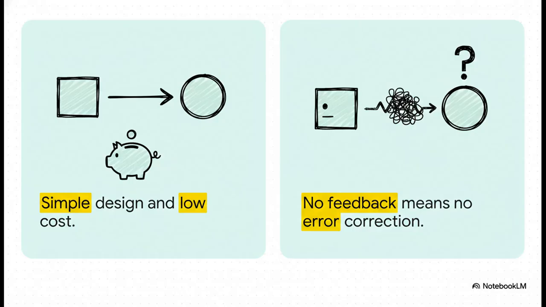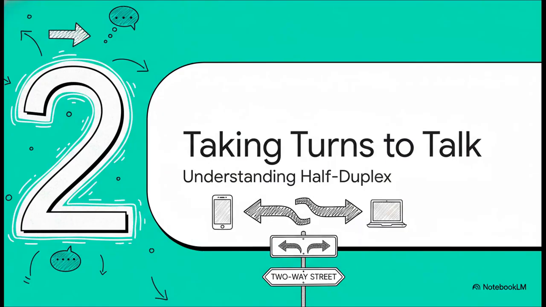So you can see there's a pretty clear trade-off here. The big plus, simplex is super simple and cheap to set up. But the huge downside is that total lack of feedback. If the signal gets messed up or just doesn't arrive, the sender has no idea. There's just no way to fix any errors on the fly. Okay, but what if you need to talk back? Well, that brings us to the next step in the evolution of this digital conversation.